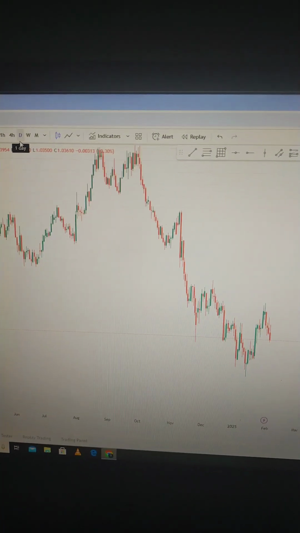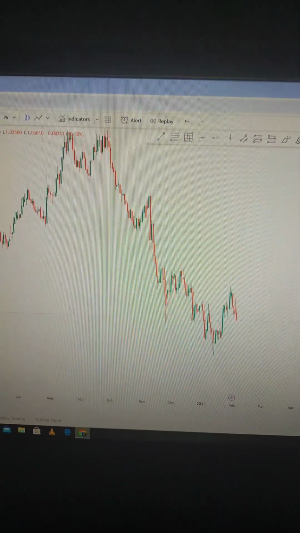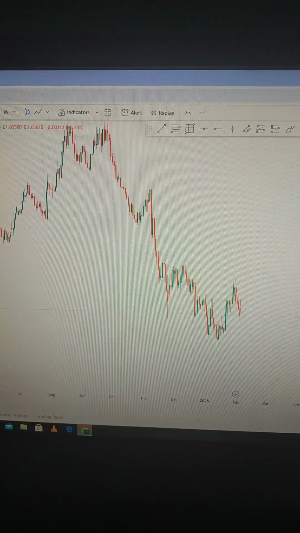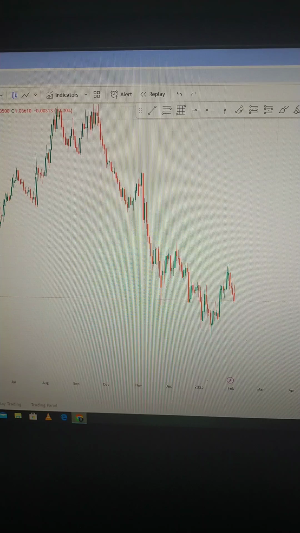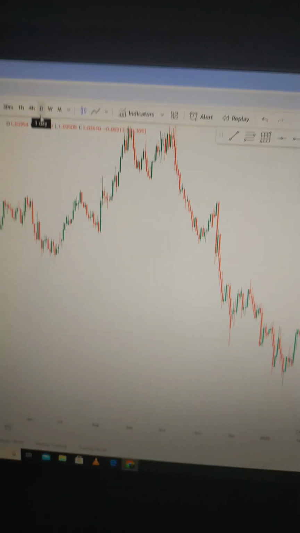Then day traders are people who analyze the market and probably close their trades within a day or two. And scalpers are people who get in and out of the market within a short period of time. So these are all types of traders, and when it comes to analyzing the market, it depends on the type of trader that you are.